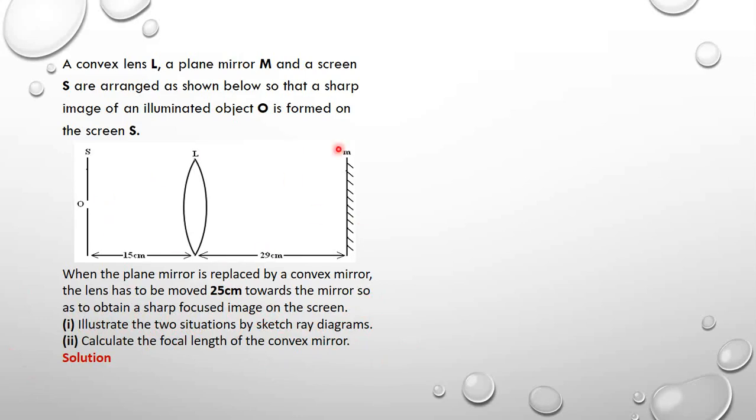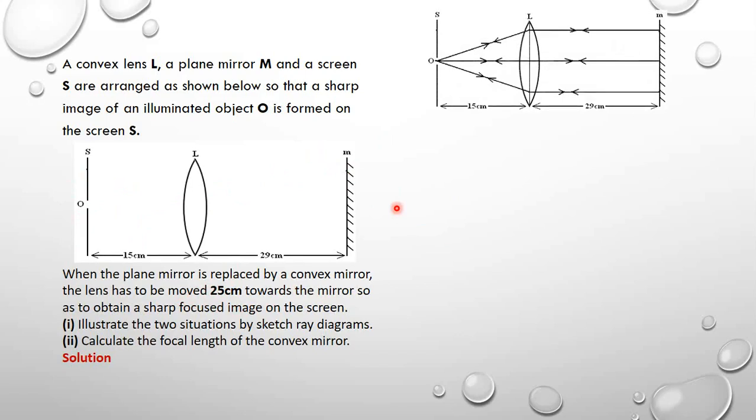First of all, they want us to sketch the two situations. This is the first situation, and then the second situation when we have replaced the plane mirror with the convex mirror. In the first case, we need to know that two rays from the object go to the lens and then are converged to the plane mirror. Since the image is formed on the screen, and the screen is at the same position as the object, the rays are going to be reflected along the same path, so that the final image is formed at the screen at O. So we shall have our setup like that.